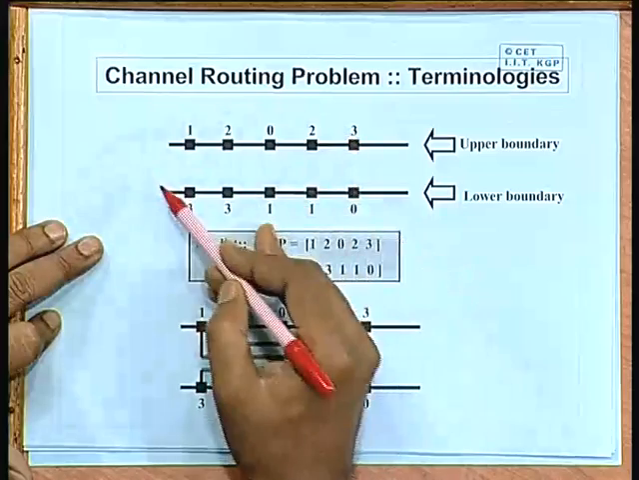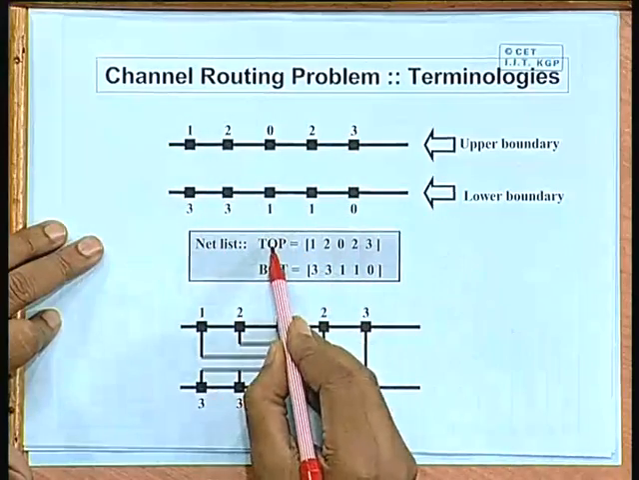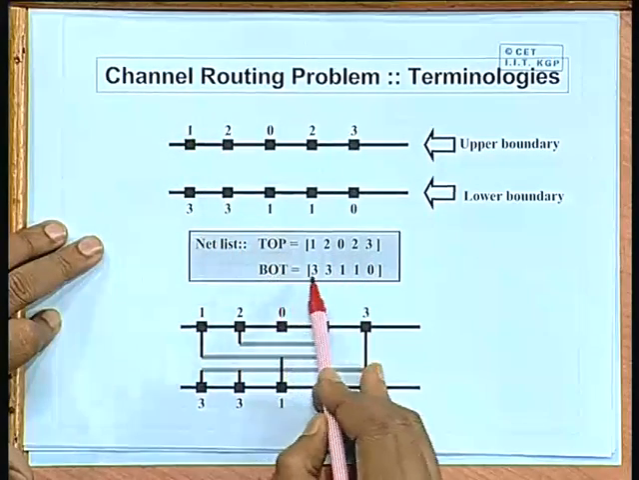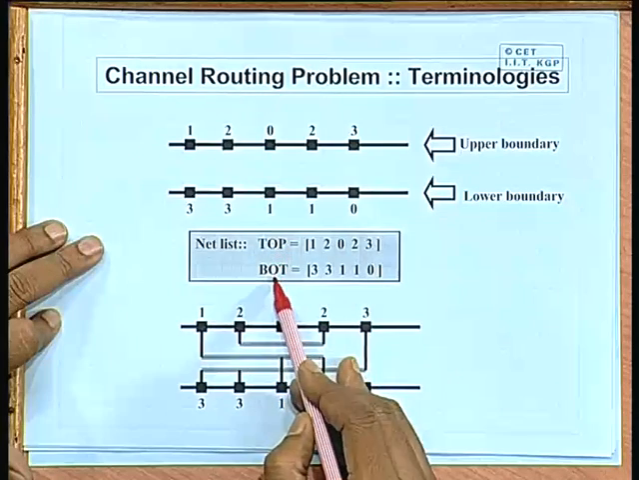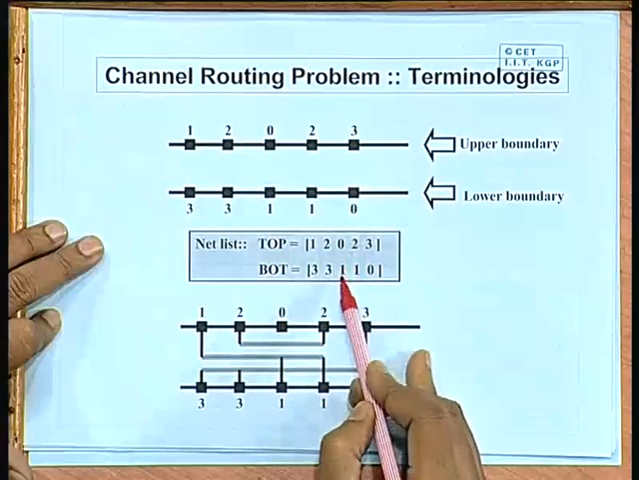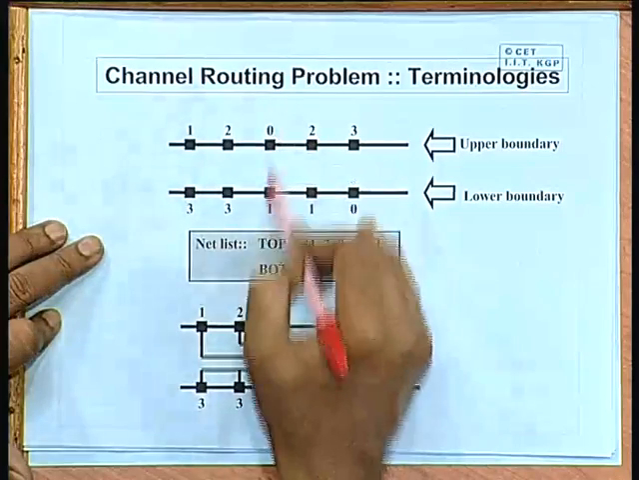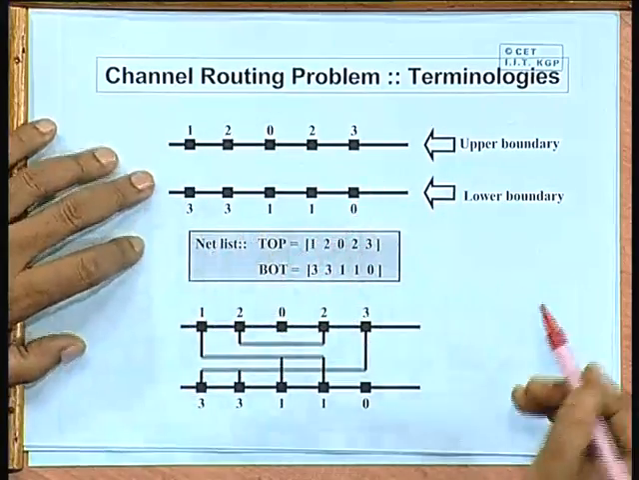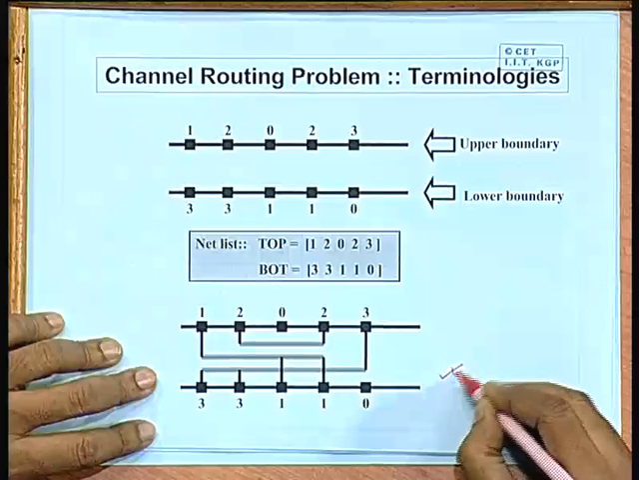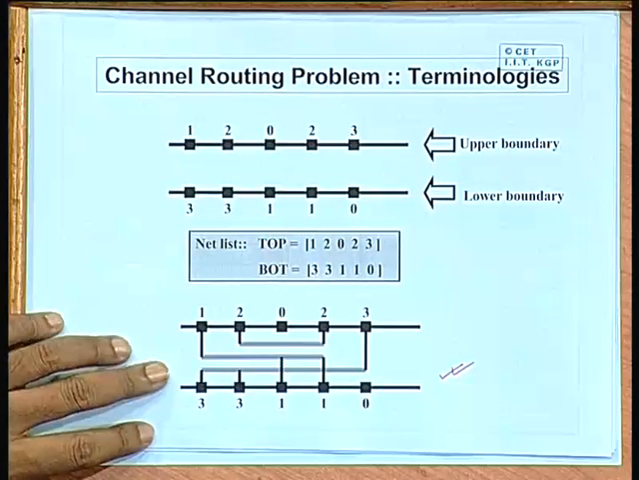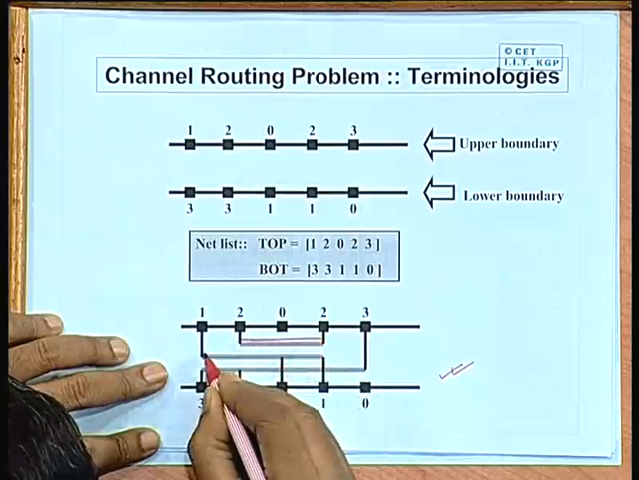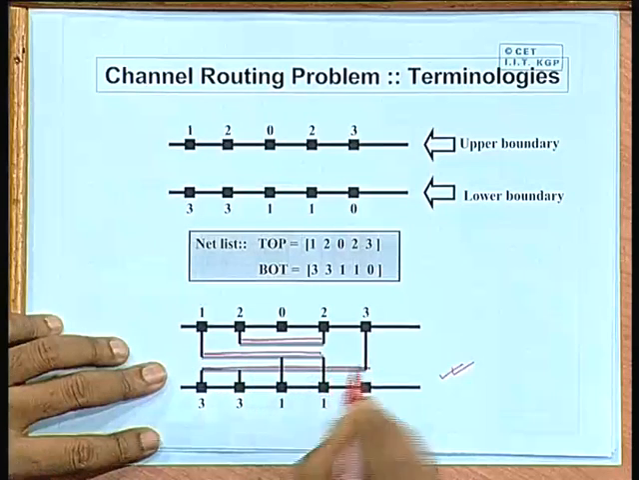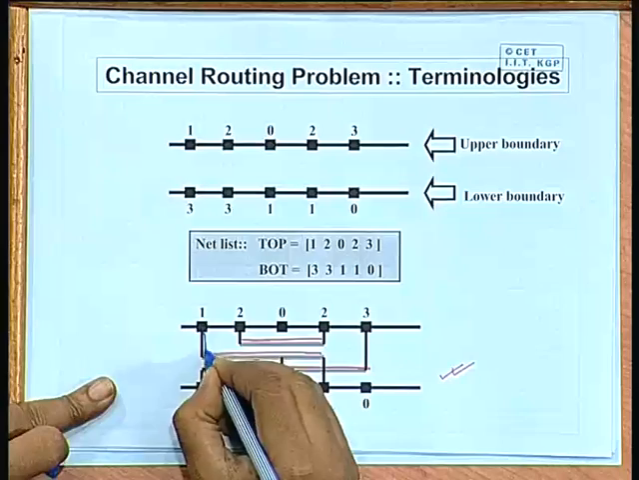So, the channel specification you can express very efficiently by two arrays, top and bottom. Top will contain these numbers 1, 2, 0, 2, 3, bottom 3, 3, 1, 1, 0. So, the kth element of these arrays will indicate the terminal in the kth column of the channel of this problem. Now, this gives one possible solution to this channel routing problem. So, let me show this by color. This is a 2-layer routing model, say HV. One layer is horizontal and the other layer carries the vertical connections.